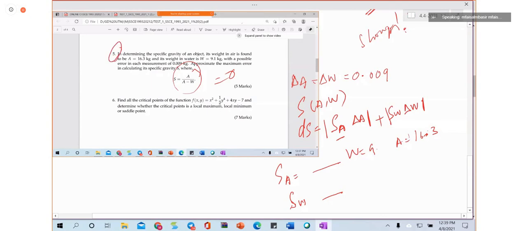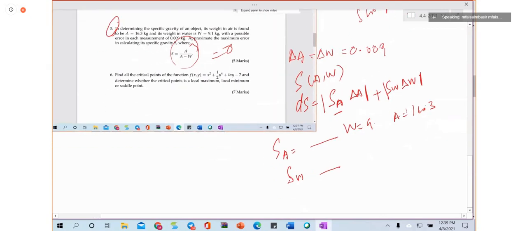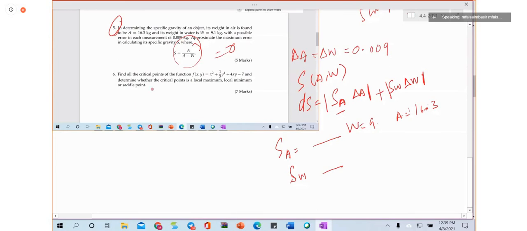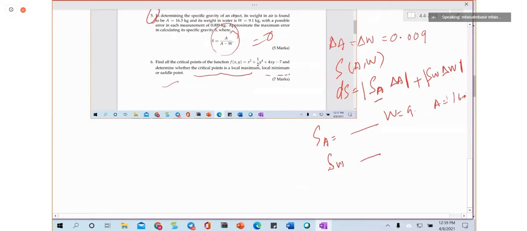Okay. So number 6. This should be easier. Determine whether the critical points are a local max, local min, or saddle. So first you have to find the critical points. To get the critical points, you have to find f_x equals 0, f_y equals 0, and then you get the critical points, right? I don't know how many critical points you will get. So let's say you have 2 critical points, say A1, B1, and the other one A2, B2.